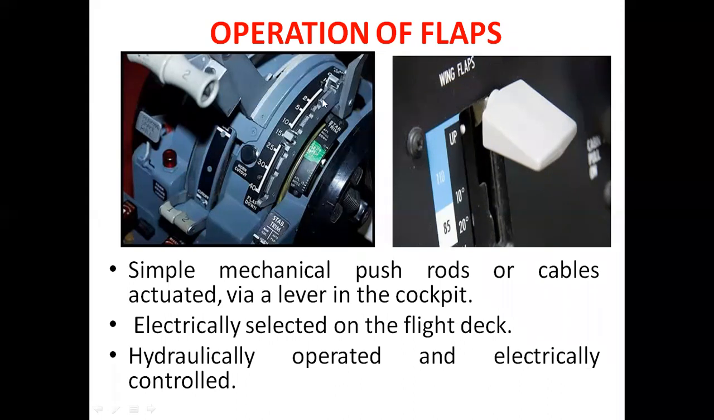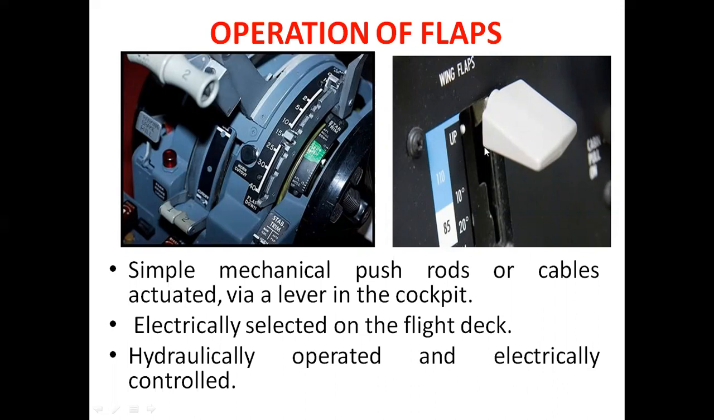So this is generally the lever of a flap of a transport category aircraft, in which the position is marked here. This is a lever. Now the lever will give a command. That lever is electrically controlled, and finally it will give an electrical signal, and that electrical signal will operate the hydraulic actuator for the desired degree of movement of a flap. So this belongs to a transport category aircraft.